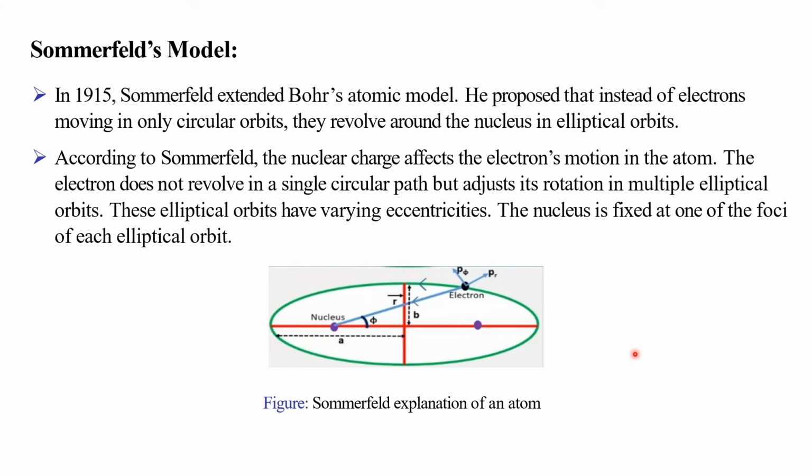After Bohr's model, we will discuss Sommerfeld's model. In 1915, Sommerfeld extended Bohr's atomic model. He proposed that instead of electrons moving in only circular orbits, they revolved around the nucleus in elliptical orbits, like this, you can see here. According to Sommerfeld, the nuclear charge affects the electron's motion in an atom. The electron does not revolve in a single circular path, but adjusts its rotation in multiple elliptical orbits. These elliptical orbits have varying eccentricities. The nucleus is fixed at one of the foci of the elliptical orbit. You can see it here.